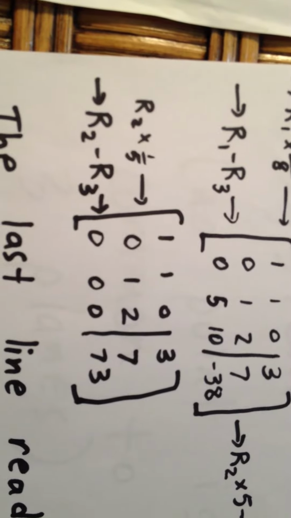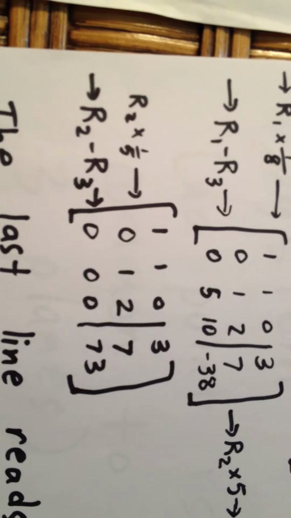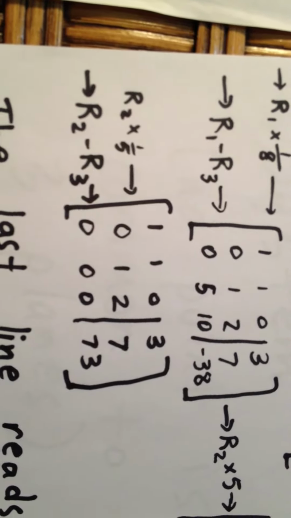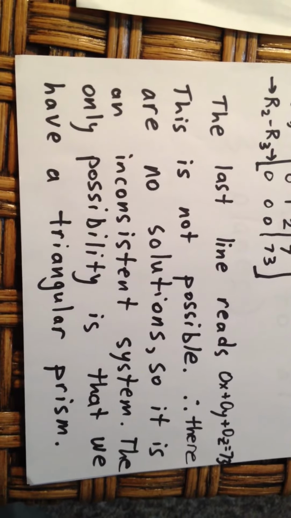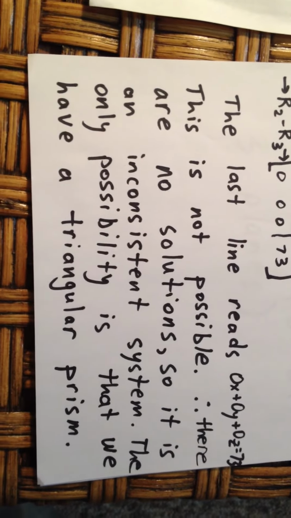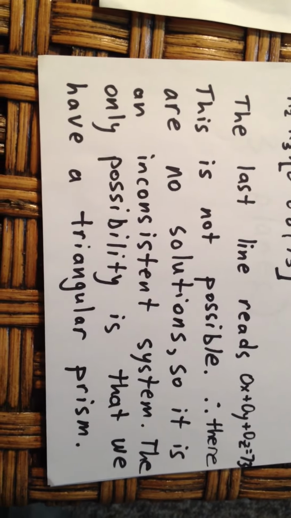We see that our last line indicates 0x plus 0y plus 0z equals 73. That's impossible. The last line reads 0x plus 0y plus 0z equals 73. Therefore, there are no solutions, so it is an inconsistent system.